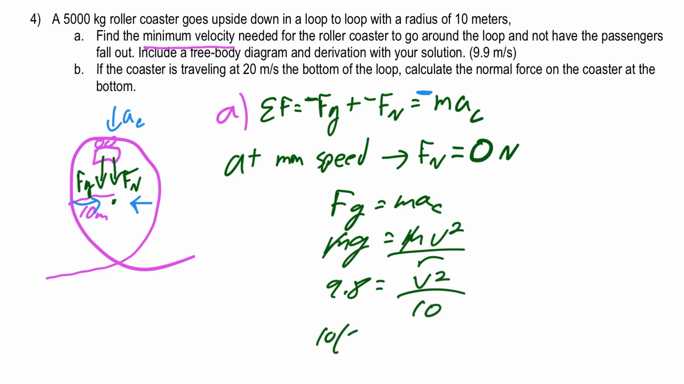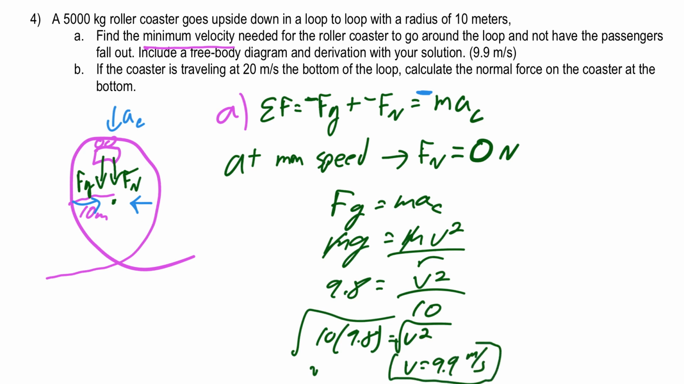So we got 10 times 9.8 equals v squared. Square root both sides. And we get 9.9. So that's the minimum. If we go 9.8, we fall. If we go 10, we're good to go.